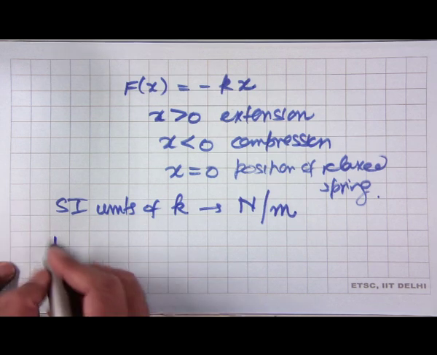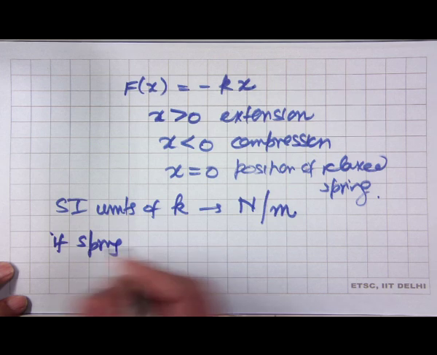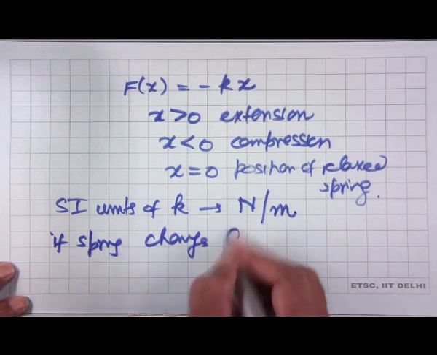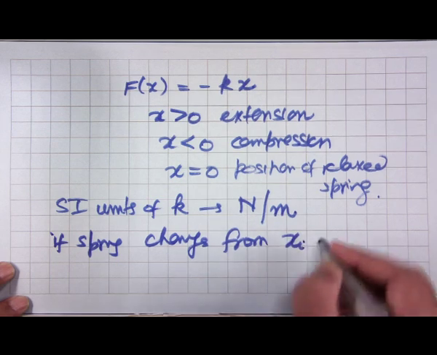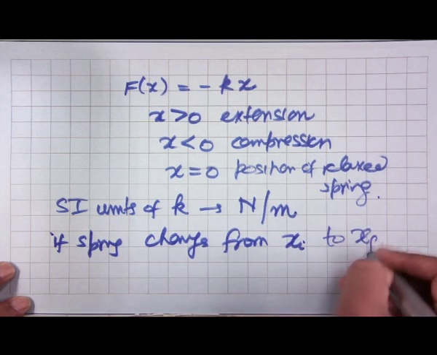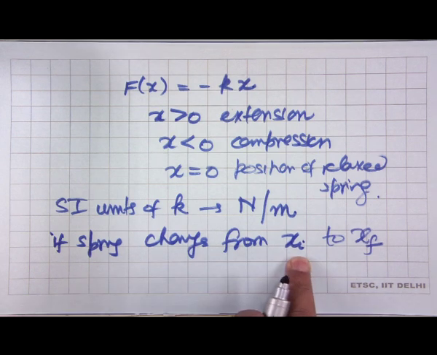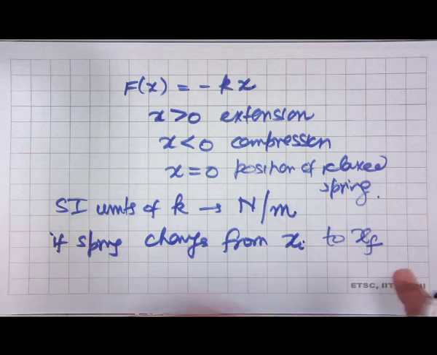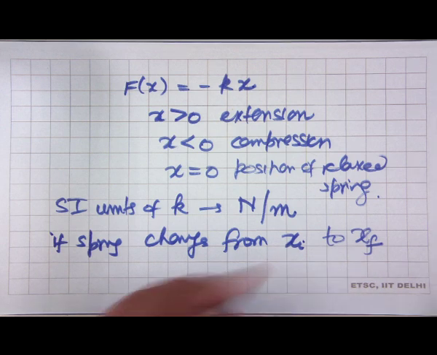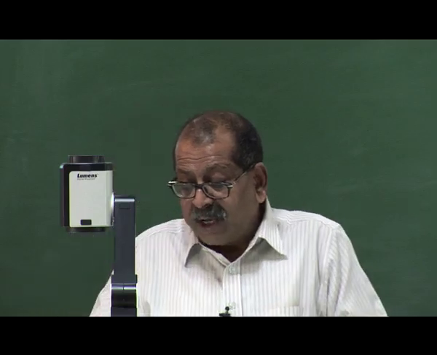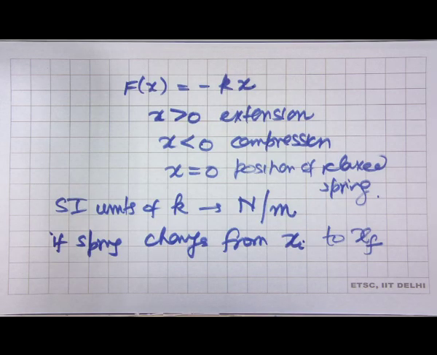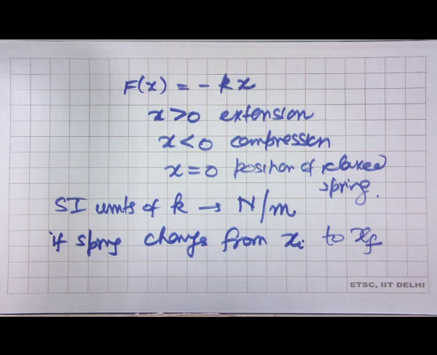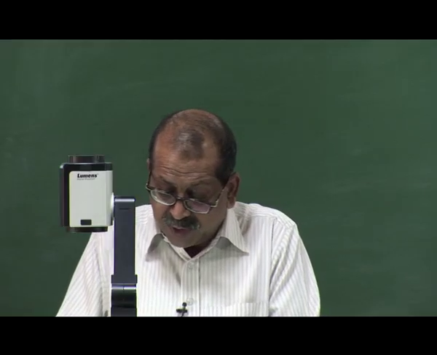Now, let us see if the spring changes from xi, the initial position, to xf. Now, xi could be 0. If it is 0, that means we are starting from an unstretched position of the spring. If xi is positive, that means we are starting from an already stretched position, and xf could be a bigger positive number, a lesser positive number, or a negative number. Both of these can be anything, xi to xf.